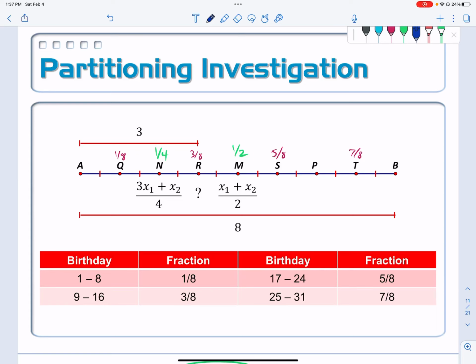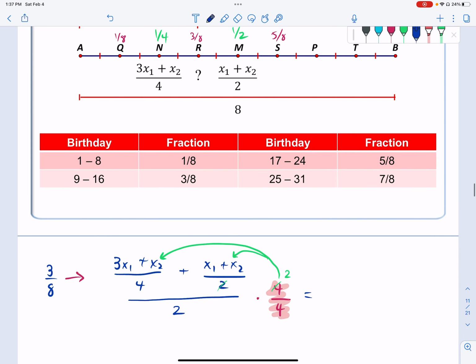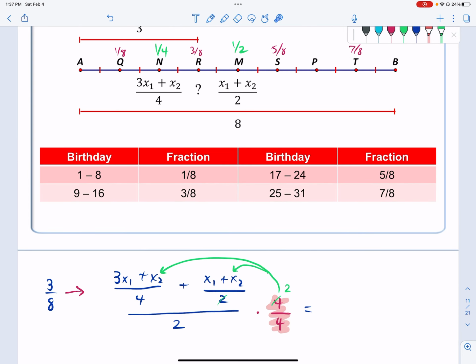All right, let's see what it was that you got. Let's see if you were successful in finding the coordinates of your fractional point, whatever that fraction was supposed to be. So here's the work for 3/8. I was supposed to average together the 1/4 point and the 1/2 point.